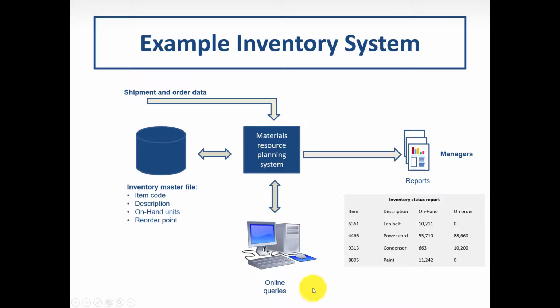Yeah, so here we have a connection of online queries where we can search for particular items. And once again, we can have reports. This is how an inventory status report might look. We have a list of items, descriptions, on hand, how many of those are on order. You see here with Power Chord, on order is higher than what we have on hand, so that we can apply knowledge and trigger an order to our suppliers for replenishment.